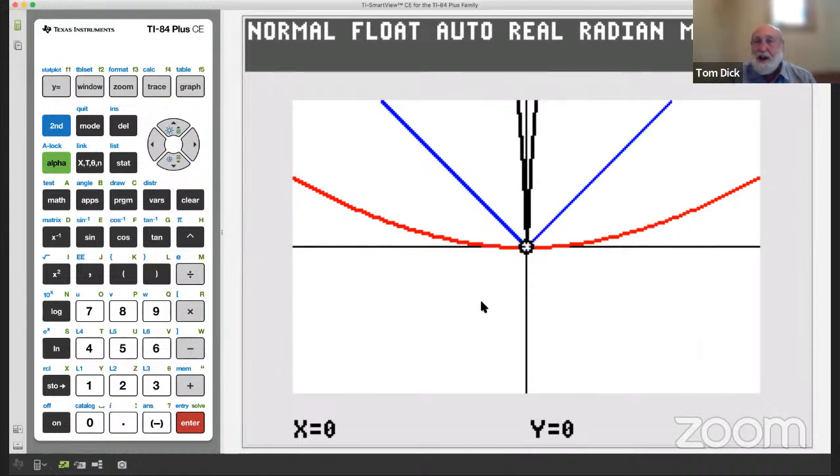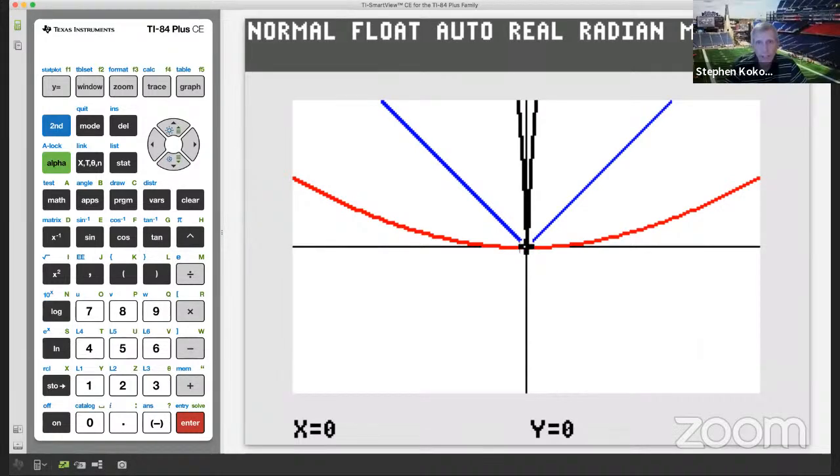So, kind of rehashing, but just to illustrate, I think the dynamic zooming that you can do with technology is a really powerful visualization tool, especially in this context of local linearity and differentiability. All right, Steve, I'm going to turn it back to you.